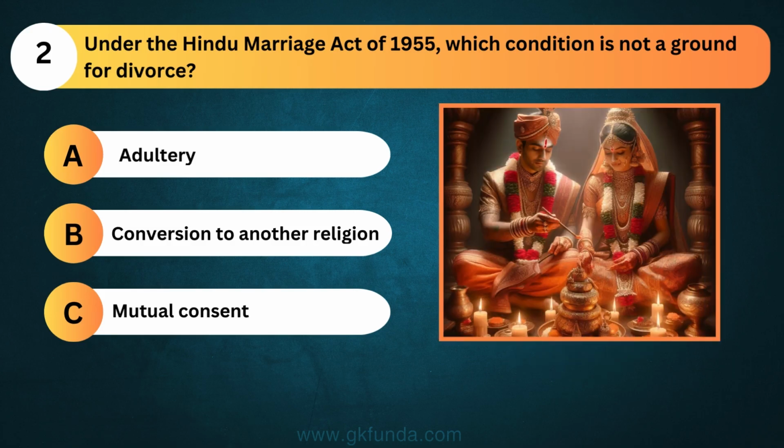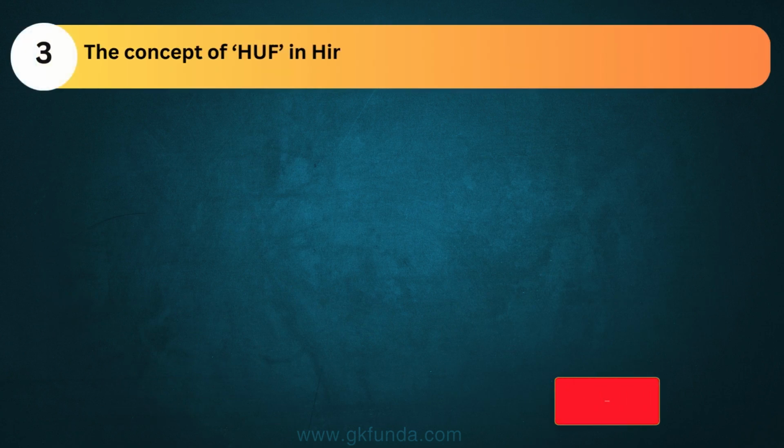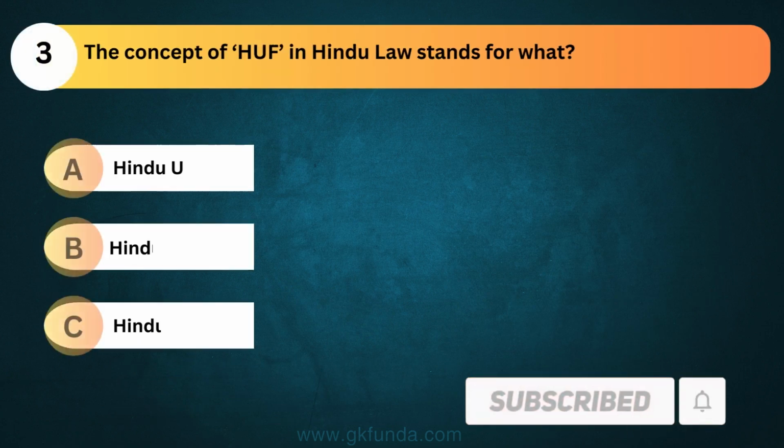The answer is option C, mutual consent. There was no provision related to divorce by mutual consent till 1976. It was in the 1976 amendment that the provisions for divorce by mutual consent were added. It is given under Section 13B of the Act. The concept of HUF in Hindu law stands for what?